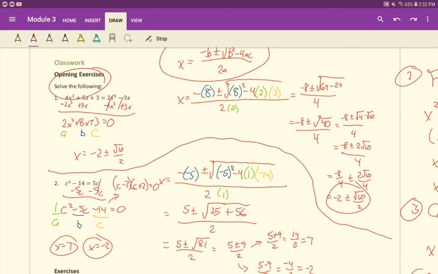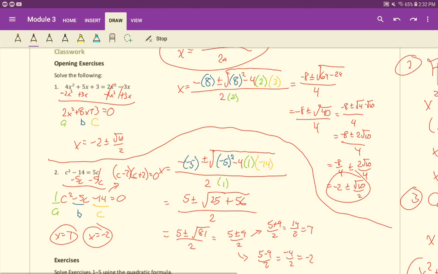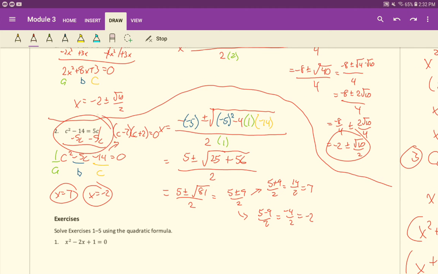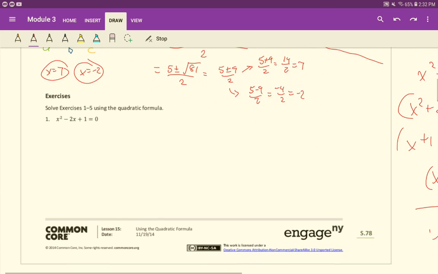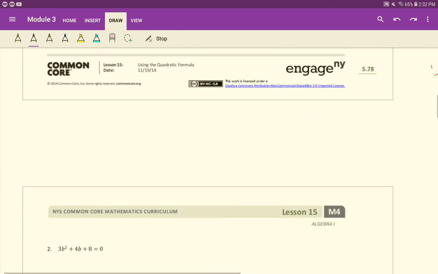The directions just say to solve, so you can use whatever method you want. In a situation like this, right, it actually would have been better to factor, but you got to keep your eyes out for that. They're not going to necessarily tell you, oh, factor these. All right, we'll pause the video there and we'll get into some of these exercises then.